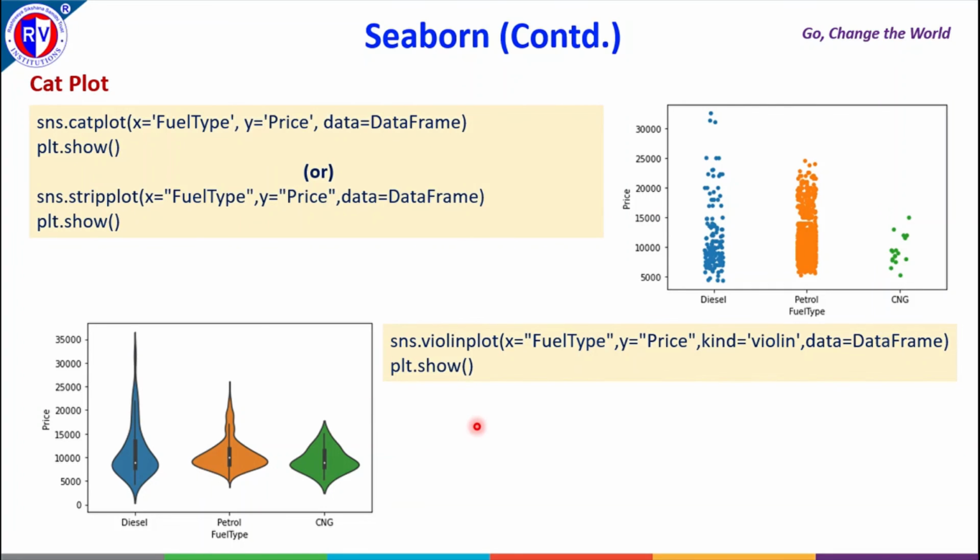When it comes to the violin plot, we have to make use of a function called violinplot. You can see here the data is represented in the form of a violin. That's it, nothing more than that in this particular graph, where the data is represented in the form of a violin-like structure.